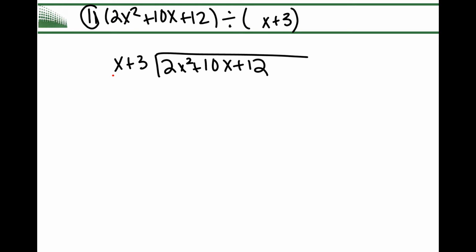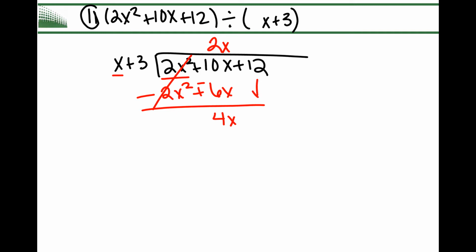Then you're going to compare x and 2x squared. X times what would give you 2x squared, and that's a 2x. So 2x times x gives me 2x squared plus 6x. Change your signs. 2 minus 2 is 0. 10 minus 6 is 4x. Bring down your 12.